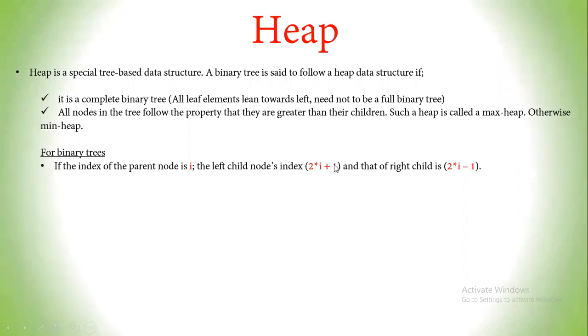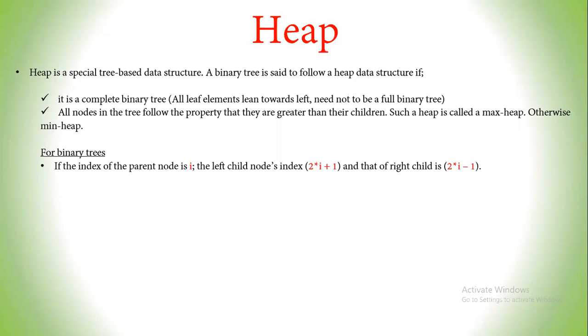So always the left child will be given by 2i plus 1 and the right child will be given by 2i minus 1. So if the parent's index is i, the left child's index will be given by 2i plus 1 and the right child will be given by 2i minus 1. So this is for refreshing your knowledge on binary trees before going into the heap sort algorithm.